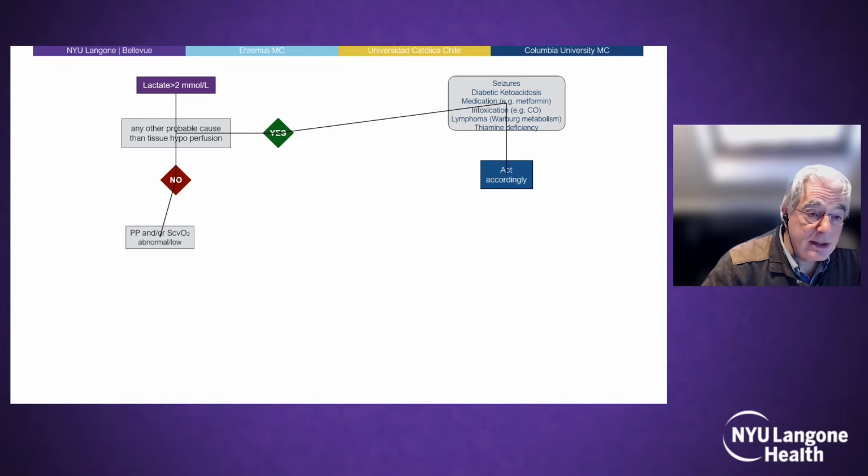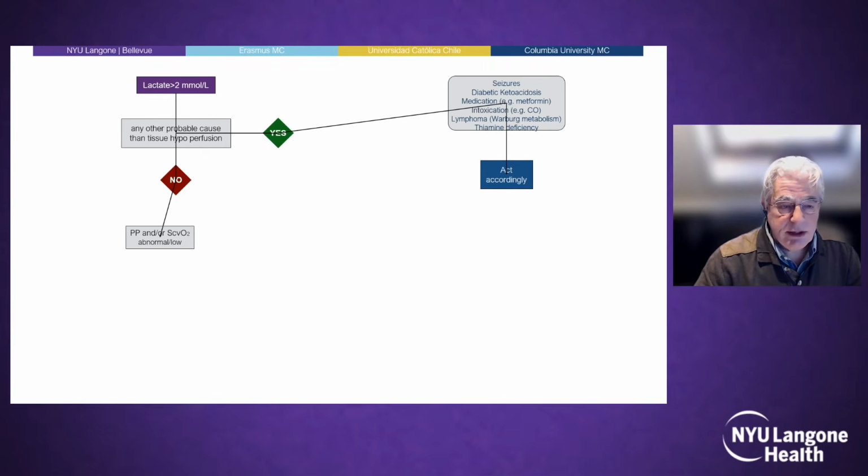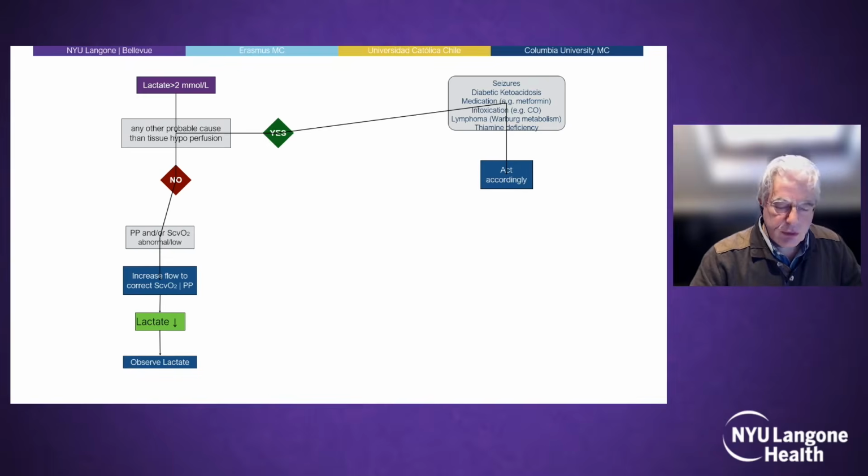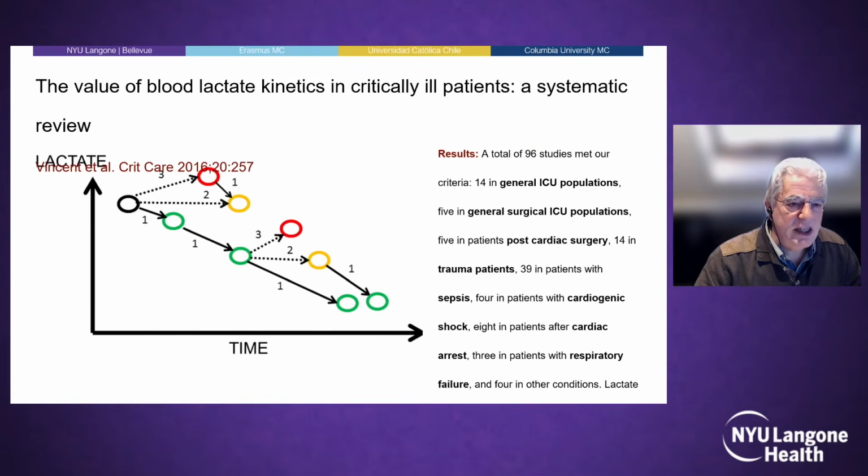If you have lactate and abnormal peripheral perfusion, or you already have an SCVO2, you clearly have a tissue perfusion component, and you should target this. And this, of course, should lead to a decrease in lactate. I don't think there's a lot of disagreement that adequate treatment should result in a decrease in lactate. Because if that doesn't occur, that's not a good sign.